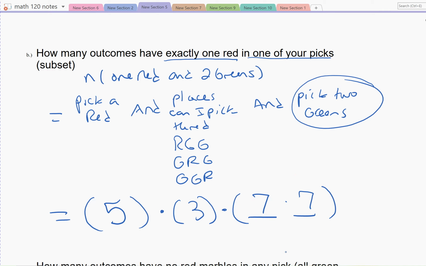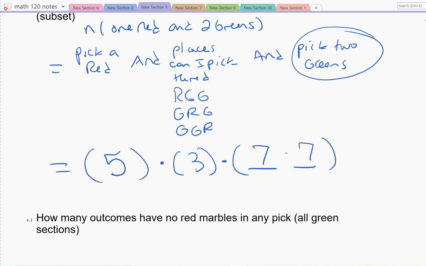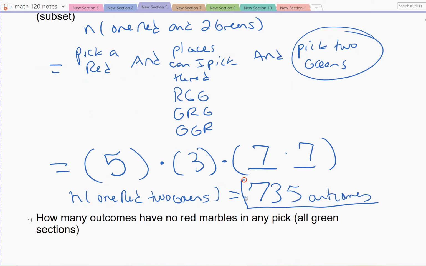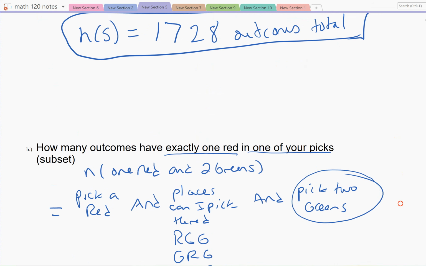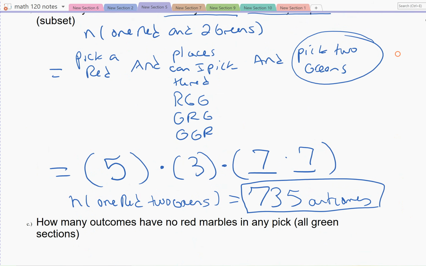Right, so how many outcomes of exactly 1 red? Well, it's 5 times 3 times 7 times 7. So the number that have 1 red and 2 greens is whatever 5 times 3 times 7 times 7 is. So that comes out to 735 outcomes. Alright, so out of the 1,728, 735 of those outcomes, I only selected 1 red marble in one of my choices.